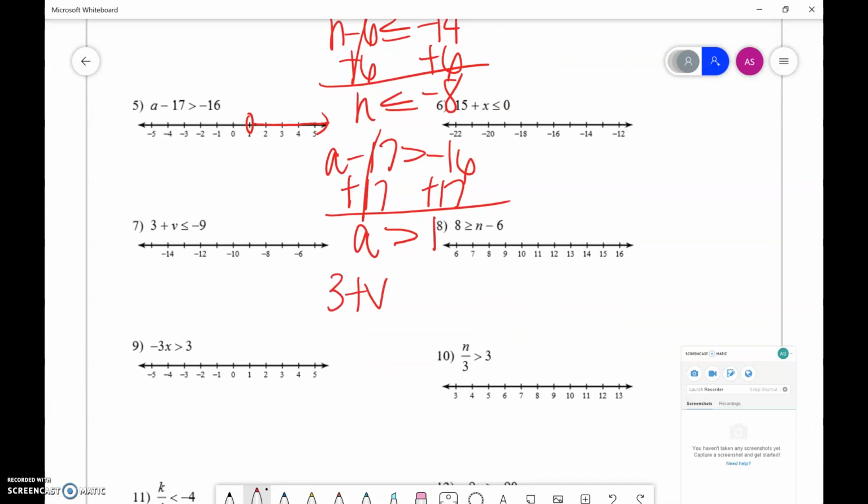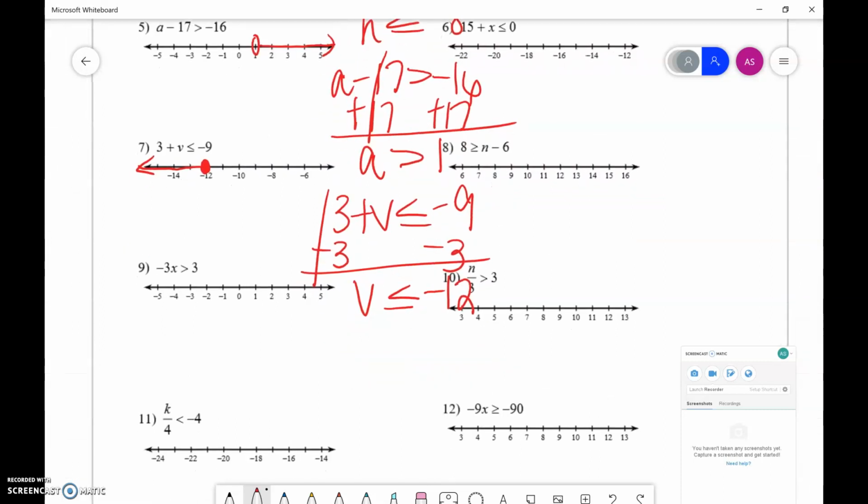Number 7, I'm going to subtract 3 from both sides, and then I'm going to have v is less than or equal to negative 12. So here we're going to have a closed dot on negative 12, and we're going to be going to the left.